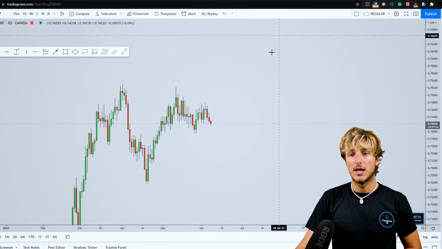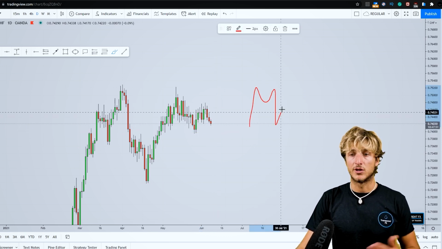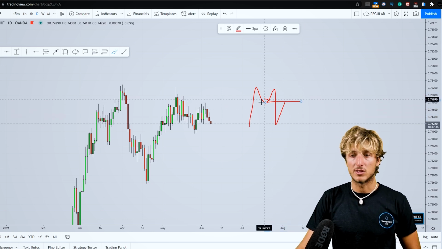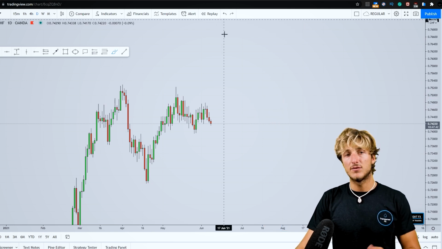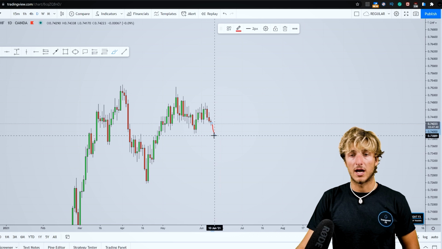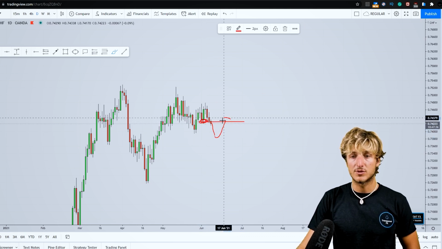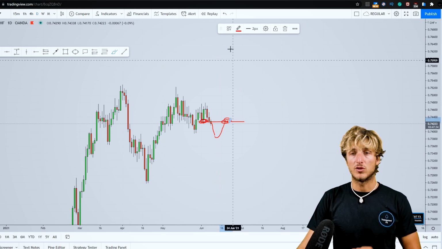Now, in general, after the market creates an M pattern, you expect the market to provide a move to the upside to complete the pattern itself at the previous support turned resistance, meaning that if the market here on the daily time frame will actually create this M pattern, we can then expect the market to provide a move to the upside to complete the pattern at the previous support turned resistance.